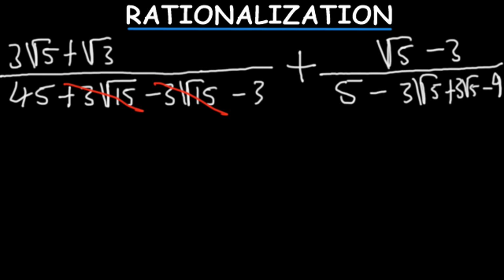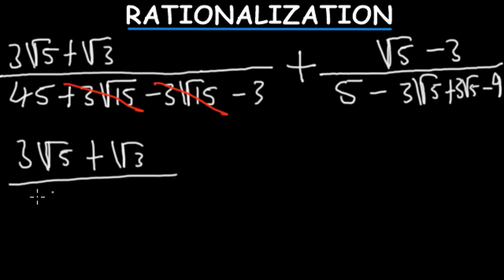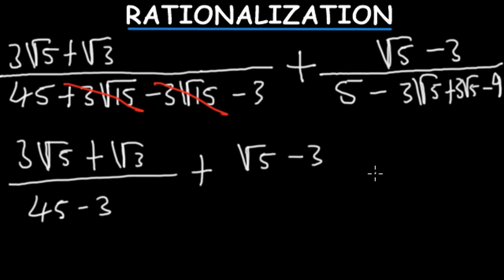So minus 9 as the answer. So this cancels. So what do we have left? We have 3 root 5 plus root 3 all divided by 45 minus 3, plus 45 minus 3 all divided by, this will cancel as well. Minus 3 root 5 will cancel 3 root 5. So we have 5, so we have 5 minus 9.